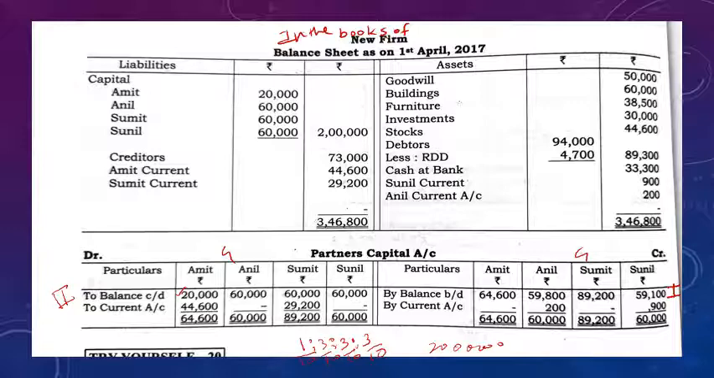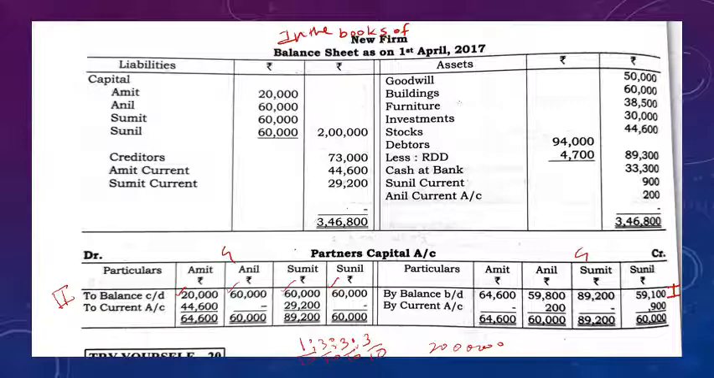Now see, Sunil's capital balance on credit side is 59,100 and on debit side it is 60,000. That means debit side is heavier. So write the total on debit side here, 60,000. Copy this total on the credit side and now we will find out the difference. So 60,000 minus 59,100, that means there is a shortage of 900 rupees and this shortage will be adjusted into the current account.